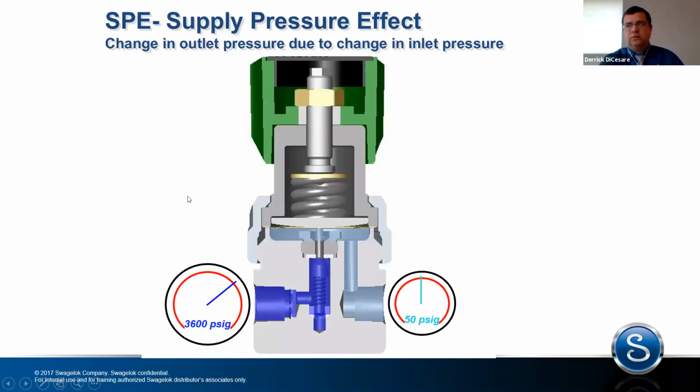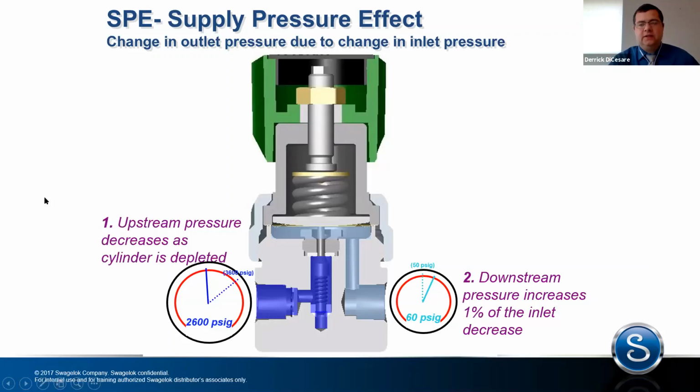So we're going to show this in relation to a standard gas cylinder. In this case, our cylinder is at 3,600 PSI. We're trying to control an outlet of 50 PSI. And right now we're flowing through and everything is great. Over time, our cylinder is going to deplete. We're going to start losing cylinder pressure. So in this case, we've lost 1,000 PSI.